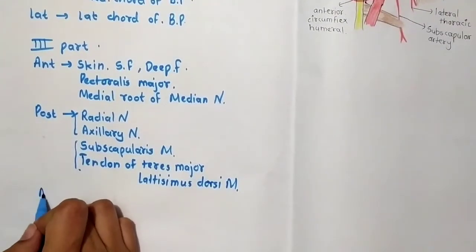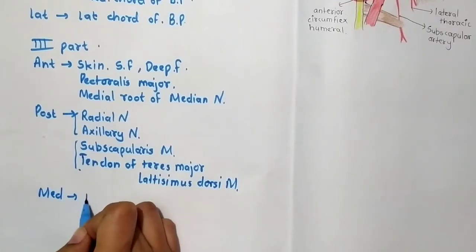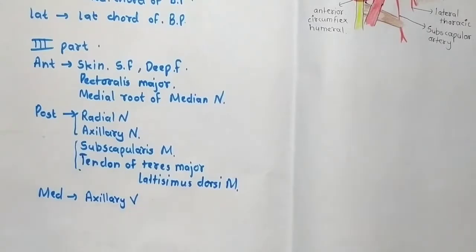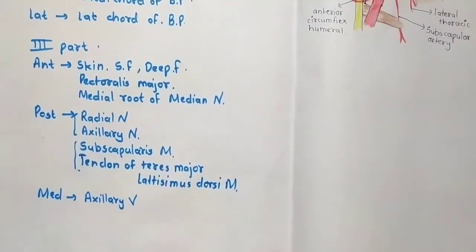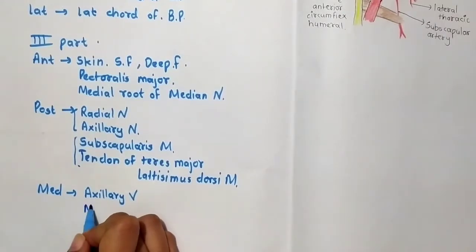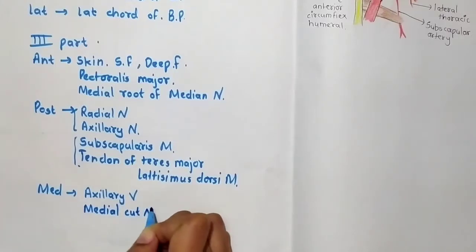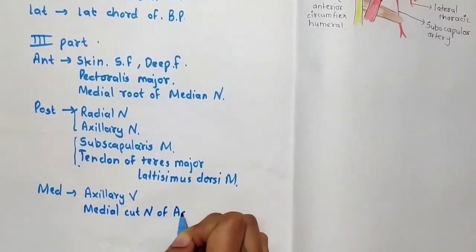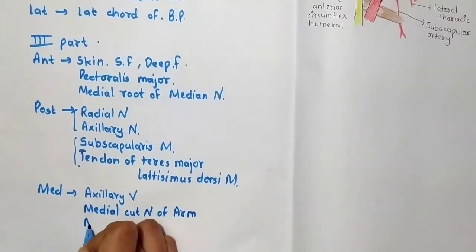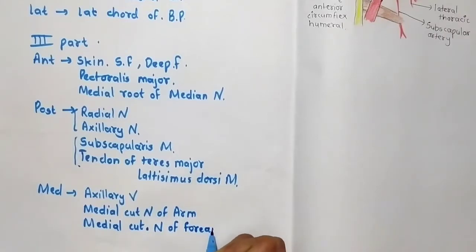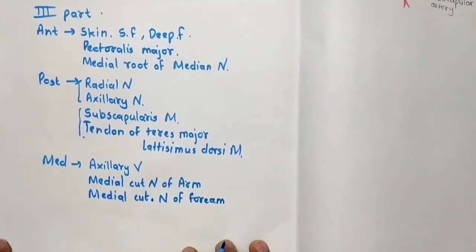And in the medial relation there is the axillary vein, and two nerves, that is the medial cutaneous nerve of arm, and another is the medial cutaneous nerve of forearm, which is also a branch of the cord, the medial cord.